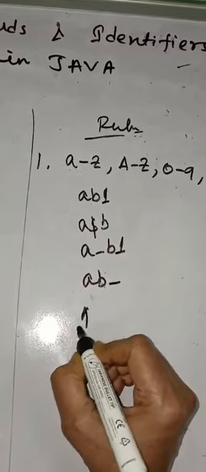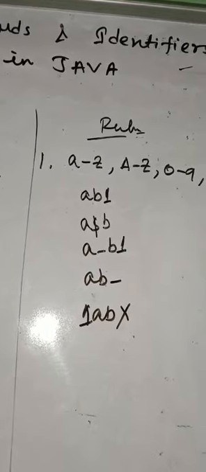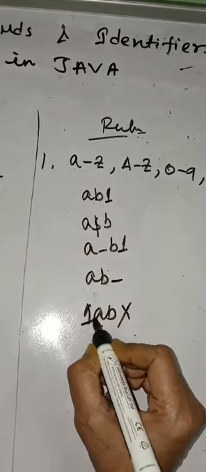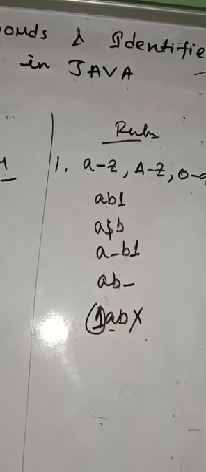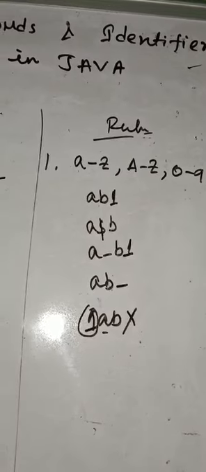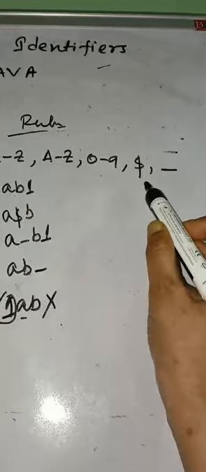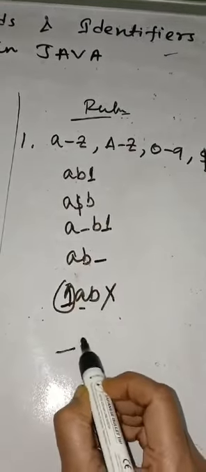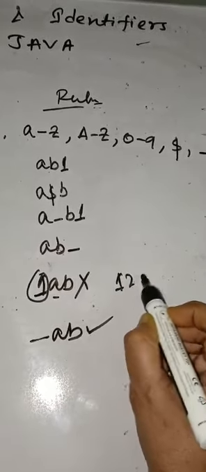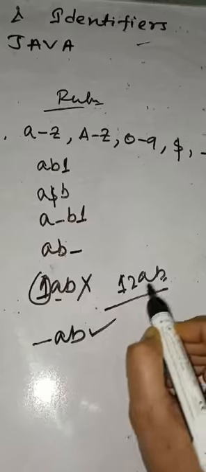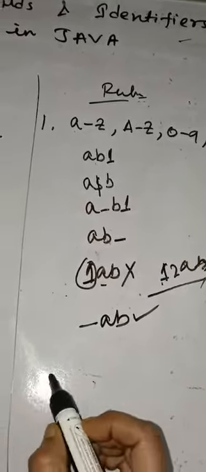But if you want to use 1AB, this is not a valid identifier. You can't start your identifier with a numeric value. This is not possible. You should start with characters, a to z or capital A to Z, or a special symbol. You can start your variable name like this, but you can't start any variable name with a numeric value. These are all not possible. Clear?